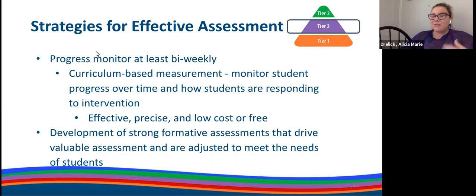In addition to this form of individualized data collection, we also want to have some strong formative assessments that we're using in our instruction to make sure that students are engaging and getting student feedback on the intervention. So formative assessments not only include observations, but also asking students about their engagement and growth.